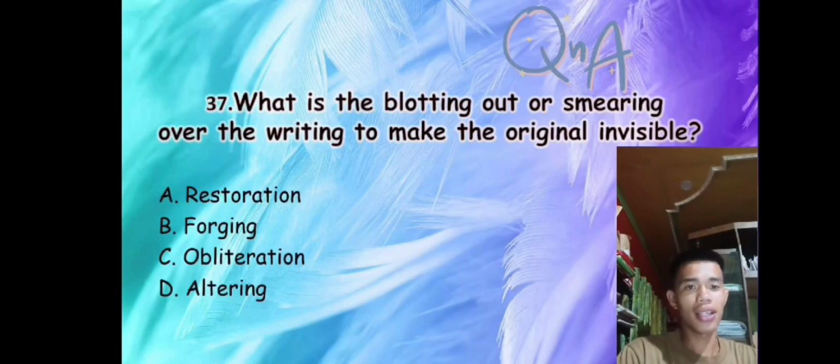Ang maling answer kay letter A, B, D. Ang letter A kay restoration. These terms involve returning something to its original state or improving its condition. Ang letter B kay forging means creating a fake or fraudulent document or signature. Ang letter D, altering. Altering means making changes to something, which can include editing or modifying text.